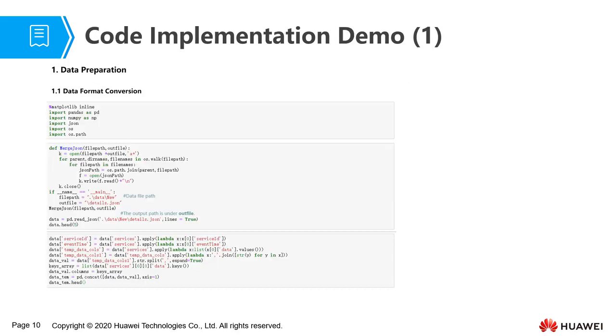On this page, I'll further explain the code. First, we need to convert the data format. Before the conversion, we need to import the required data packages, such as pandas, numpy, and os. Then, use the merge JSON function to merge the JSON files. Next, we use the read_json function in pandas to read the JSON data, and use the head function to query the first 5 lines of the data, so that the data in the JSON format can be parsed from line to line.